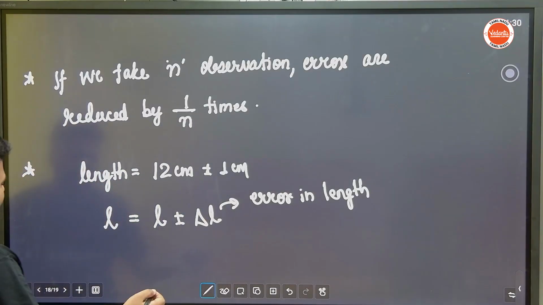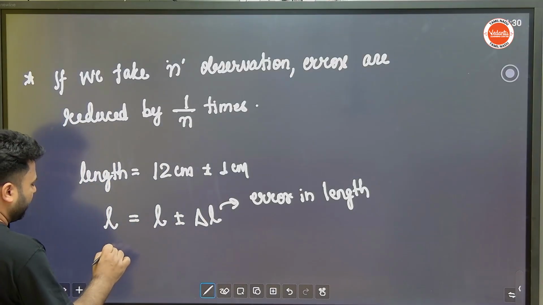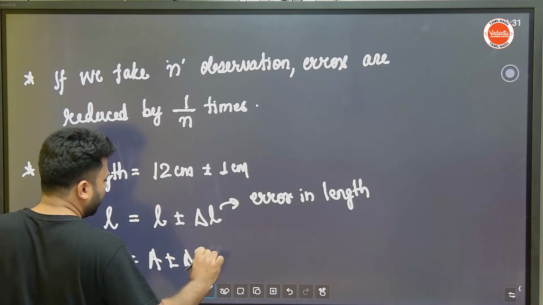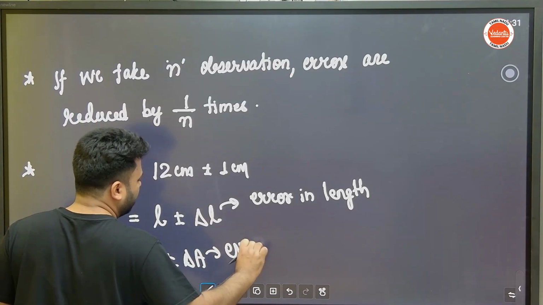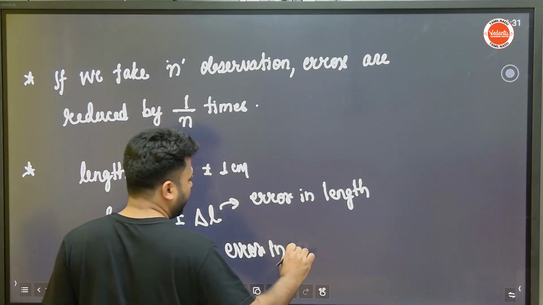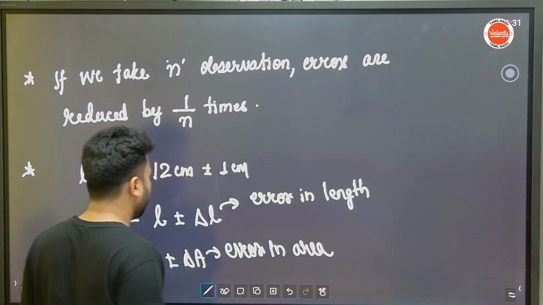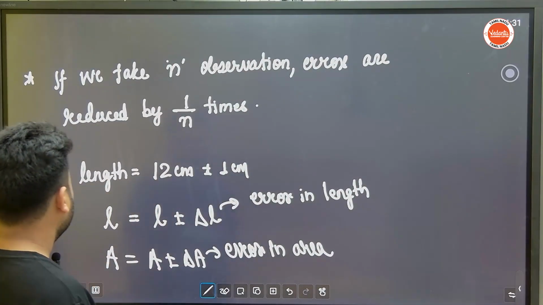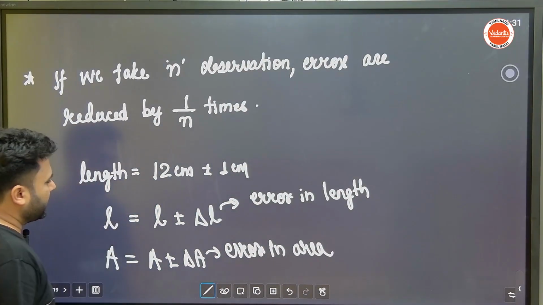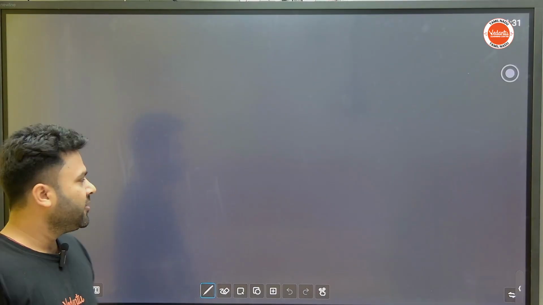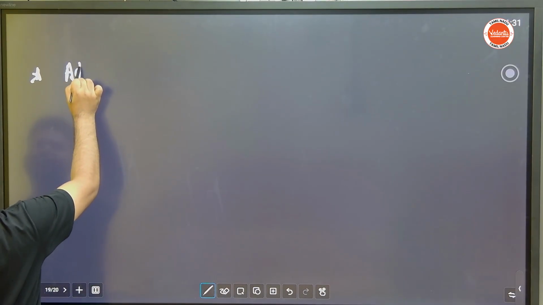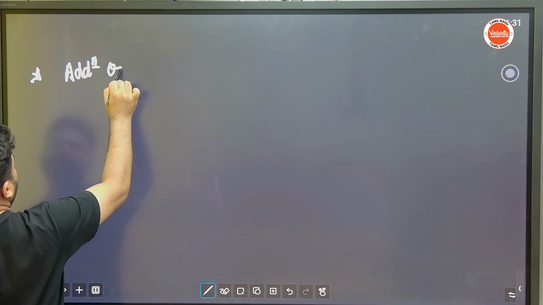Suppose we are calculating any area and we are not confirmed. So again we will write area equals area plus minus delta A. So this will be error in area. Now there are some rules for addition or subtraction.